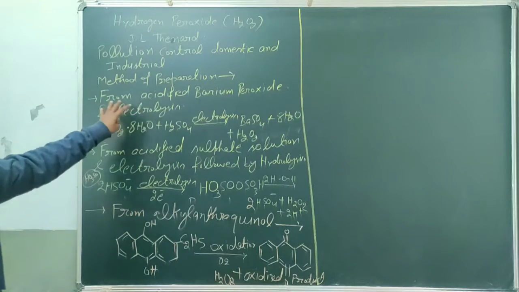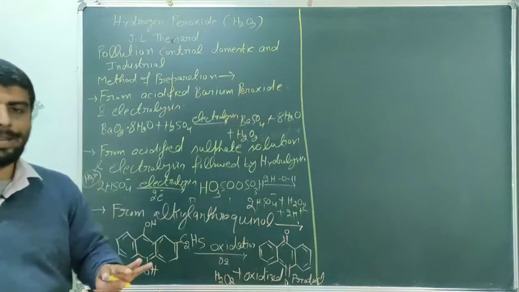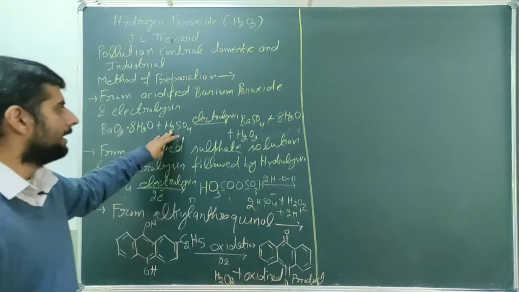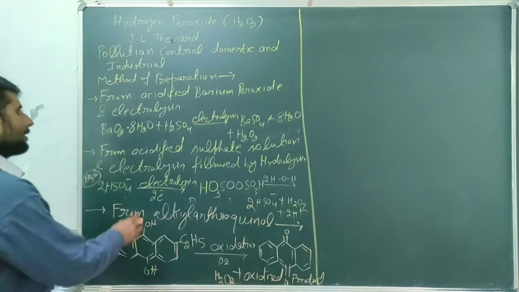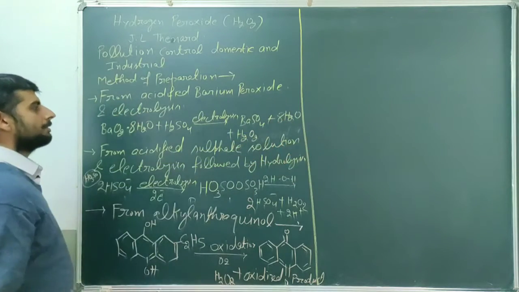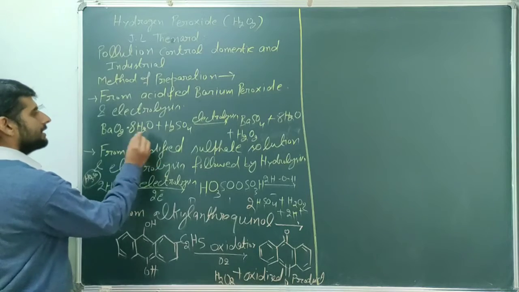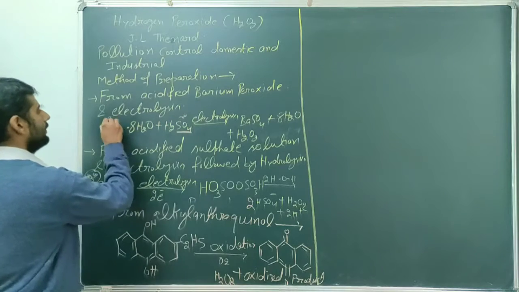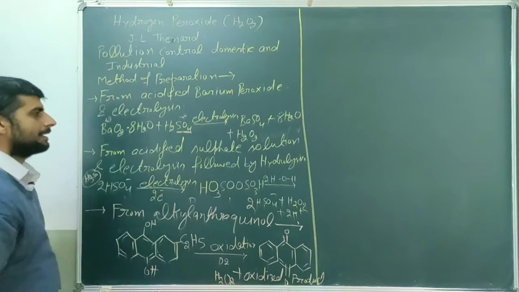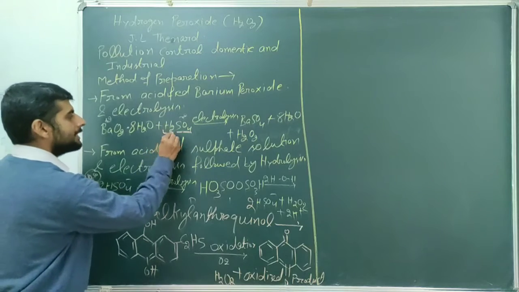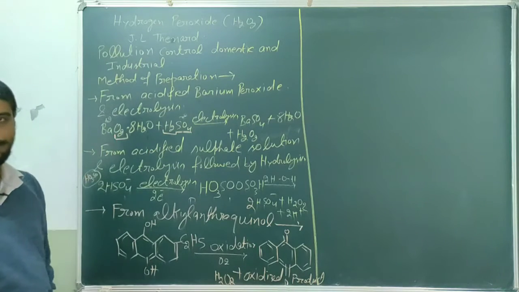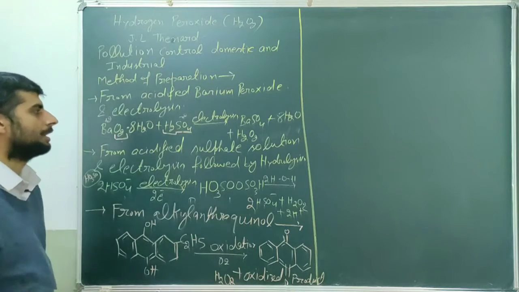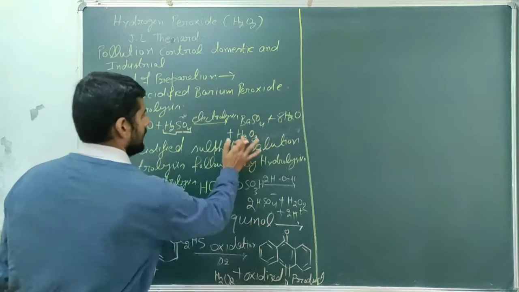First one, again I am repeating, is from acidified barium peroxide. Barium peroxide acidified means we take H2SO4. Then we do electrolysis. So simply 8 water molecules separate out. Then an ion exchange happens: SO4 comes, Ba2+ combines with SO4 2 minus, and this H2 combines with this O2. So it will form BaSO4, 8H2O plus H2O2.